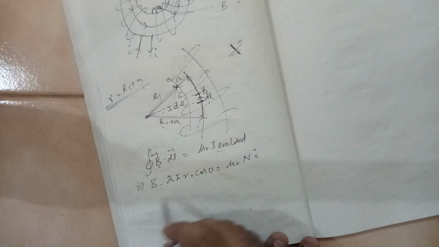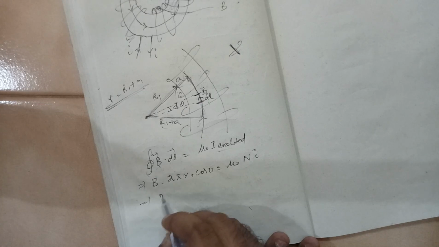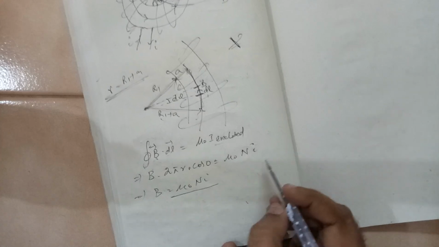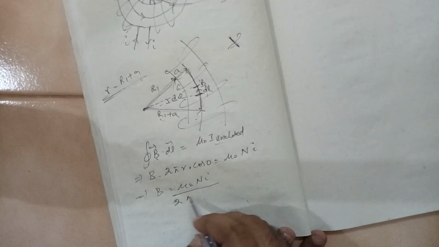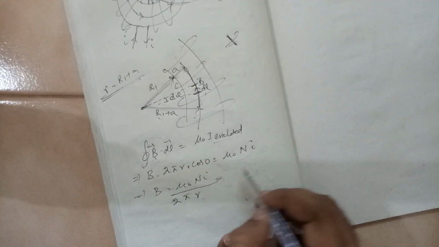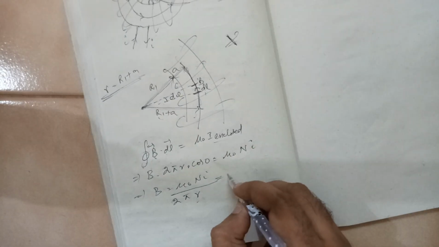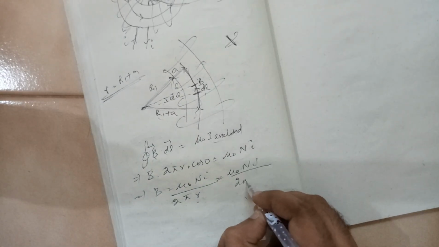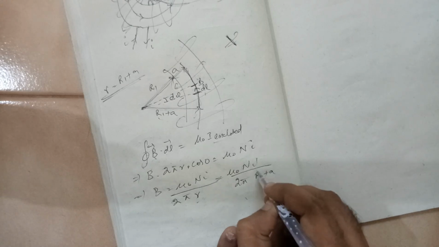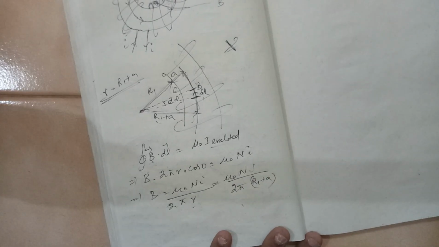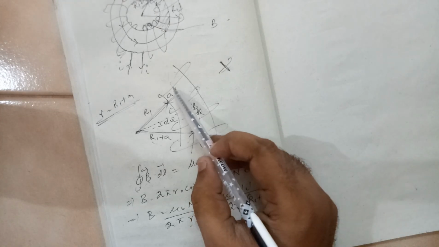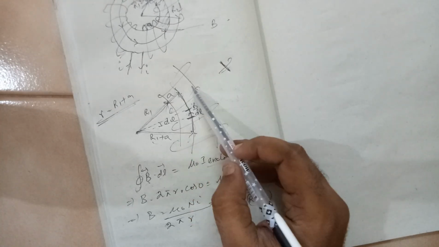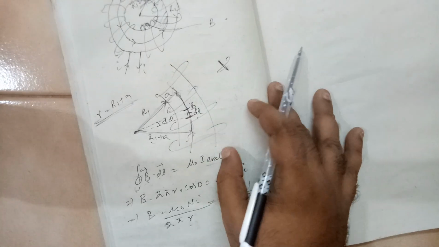So from here B will be equal to mu naught NI by 2 pi r, which, putting the value of r, is mu naught NI divided by 2 pi into R1 plus A. If you want to find it at the center, then for this thickness, it will be R2 minus R1 divided by 2.